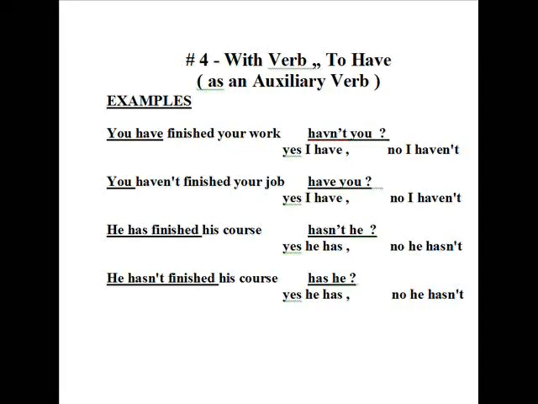You have finished your work, haven't you? I can't say do you or don't you. It's something else. We will change the verb to have from a main verb to an auxiliary verb. Notice that very carefully. Again, you have finished your work, haven't you? Yes, I have. No, I haven't. You haven't finished your job, have you? Yes, I have. No, I haven't. He has finished his course, hasn't he? Yes, he has. No, he hasn't.